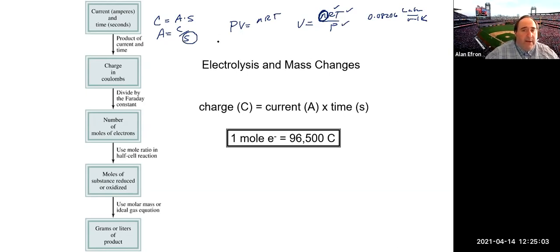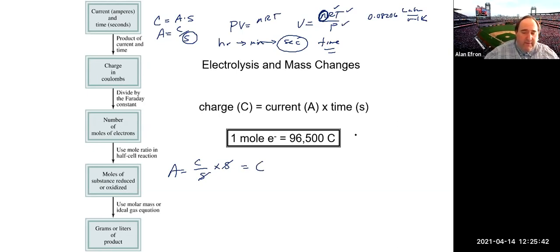So they'll tell you, hey, you ran the cell for 42 hours. So a lot of times you need to take the time, maybe to minutes, maybe to seconds, to make sure that the time ends up in seconds. So whatever time they give you for how long this particular cell ran for, you need to probably convert it to seconds. And then essentially you do this calculation. You take the amperage, which is really the coulombs per second, you times it by the seconds that the cell ran for. That gives you the coulombs of this cell.